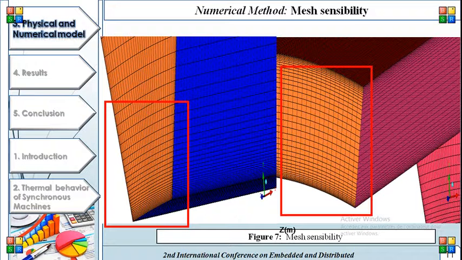Here it can be seen that the mesh is very fine near the wall and around the trapezoidal groove to capture the flow behavior in these areas.